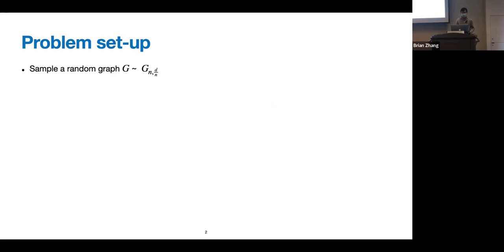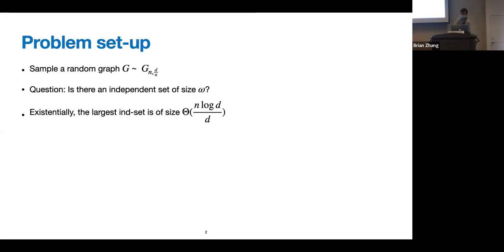The problem we consider today is we sample a random graph G from G(n, d/n), which is an Erdos-Renyi distribution in which we sample each edge with probability d over n. For this talk, think of d as being polylogarithmic, log squared or some polylog. The question we want to ask is if there is an independent set of size omega, for a given omega, in the random graph sample G. And we know the true answer is going to be n log d over d. There's a constant 2, but let's ignore constants for the talk.